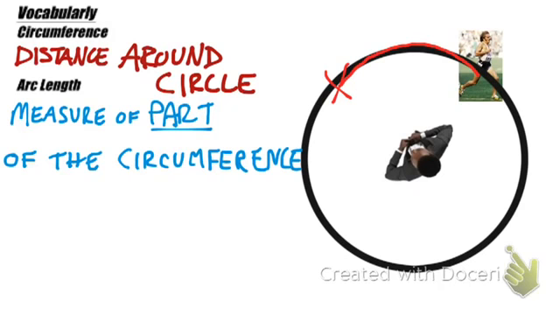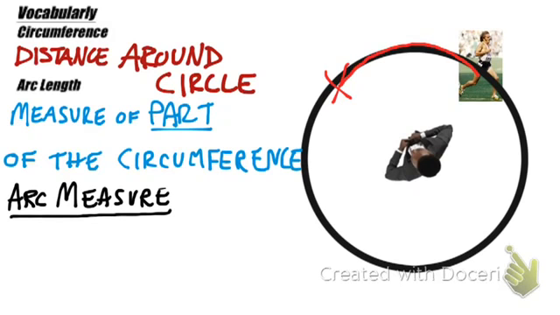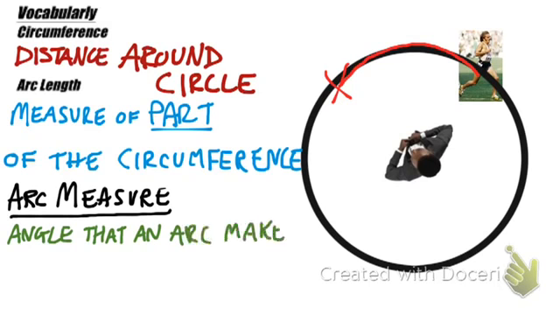Alright, the third vocabulary word is arc measure. Now the definition of arc measure is the angle that an arc makes at the center of a circle.